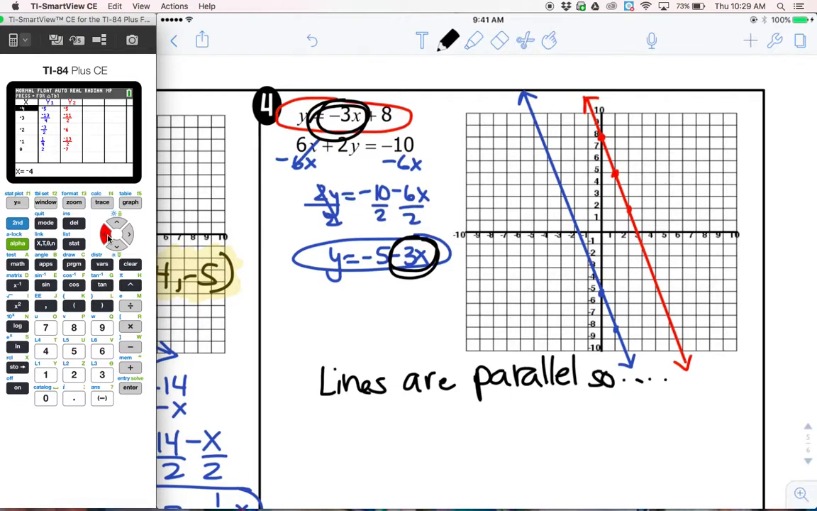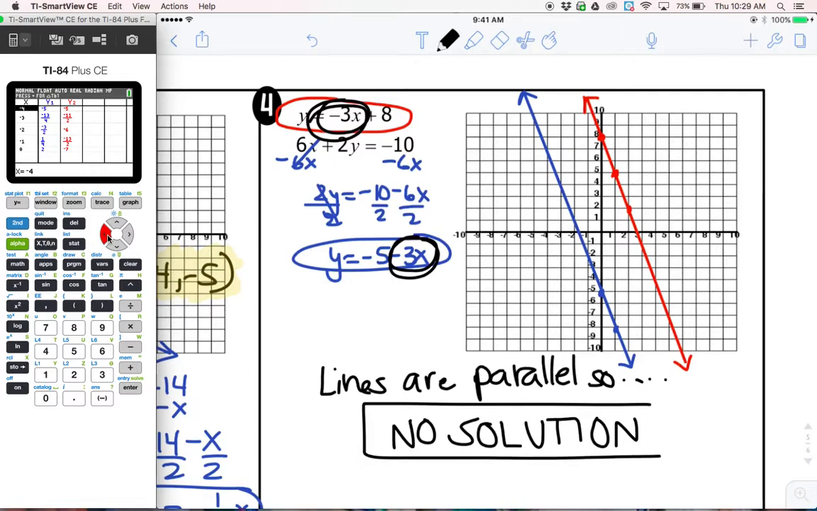So they're never going to cross, right? They're never going to cross. They're parallel. So I'm going to say my answer to this problem would be no solution. The lines will never cross.